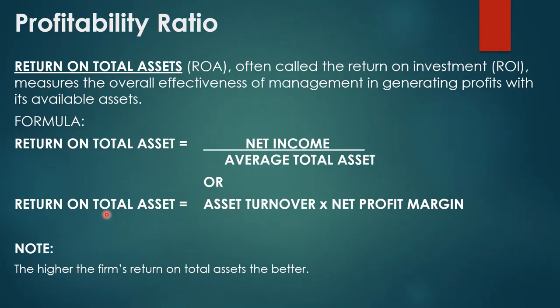Or, another formula is return on total assets equals asset turnover multiplied by the net profit margin. So, the higher the firm's return on total assets, the better. Bakit? Ibig sabihin, mas effective, mas magaling, mas efficient ang company sa pag-utilize ng mga assets nito in its operation to generate profit. Ibig sabihin, proper yung management ng company when it comes to its operation.